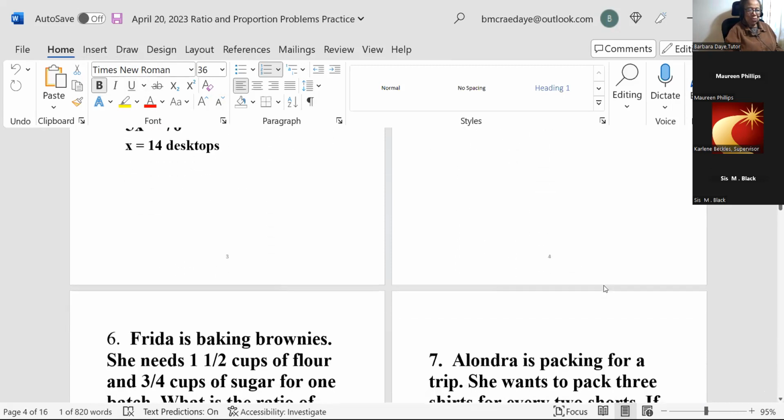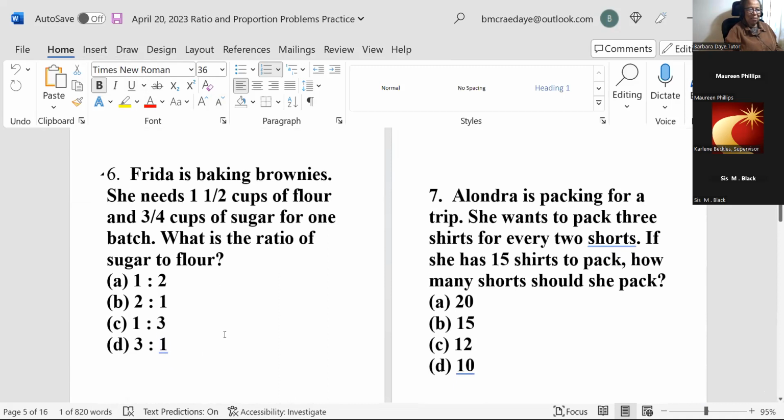Now let's go to, all right, I want you to find the ratio. Frida is baking brownies. She needs 1.5 cups of flour and 3/4 cups of sugar for one batch. What is the ratio of sugar to flour? Just a pure ratio.